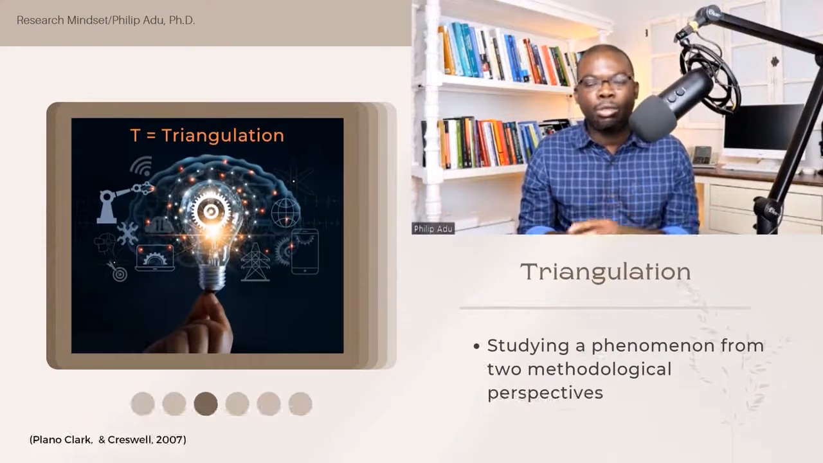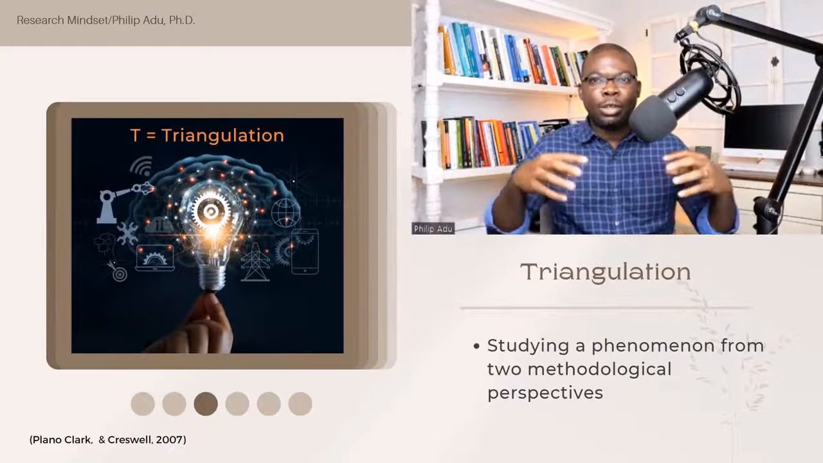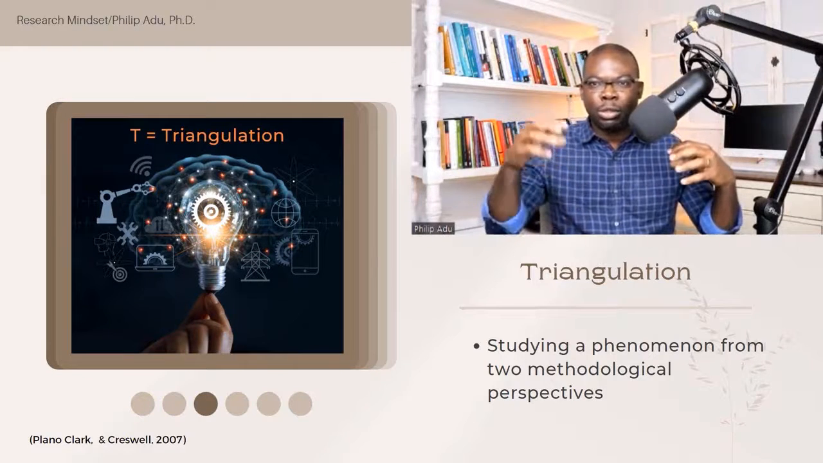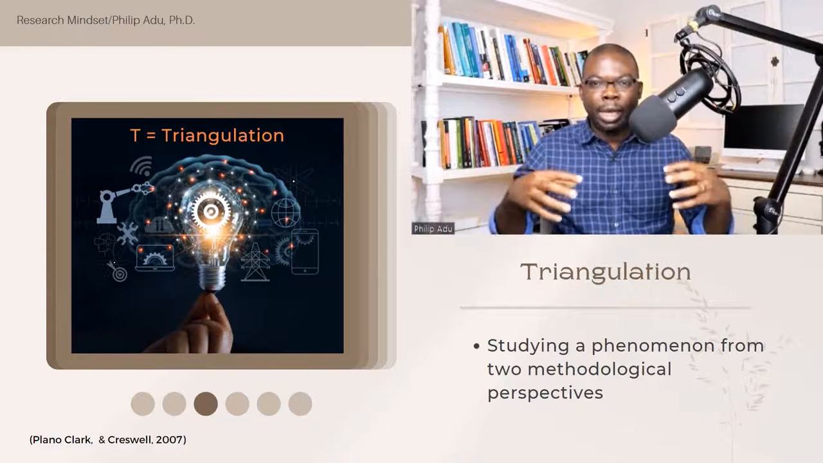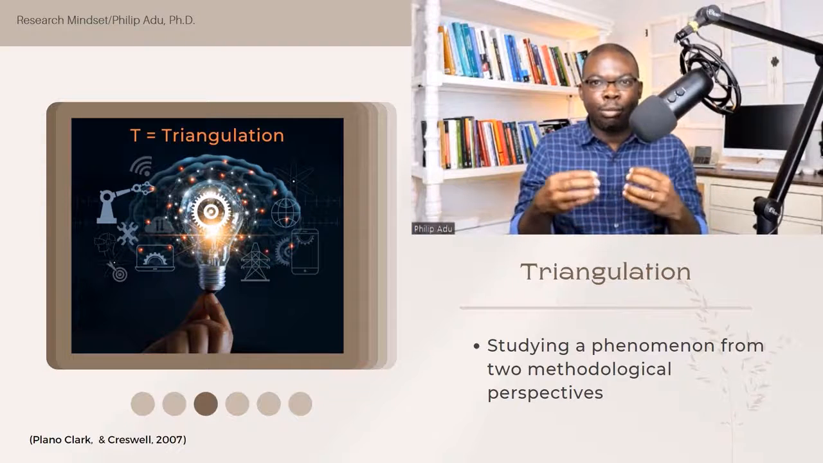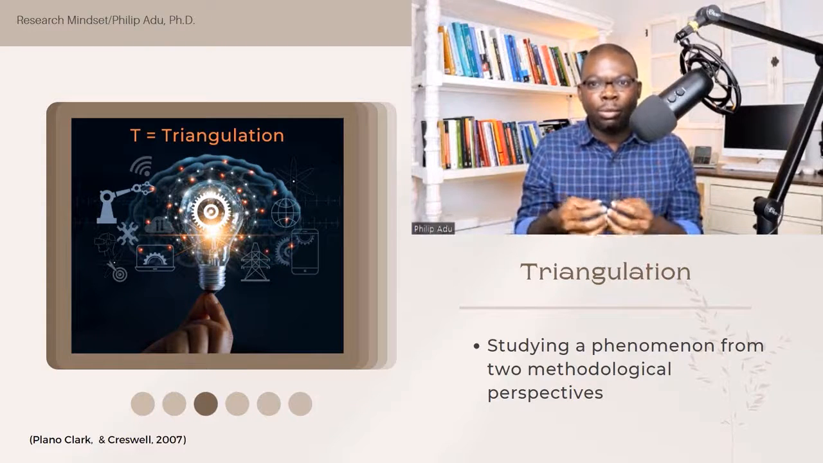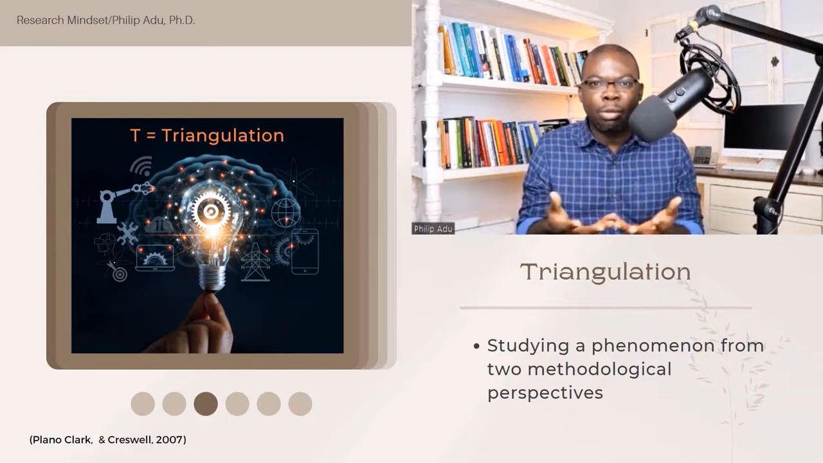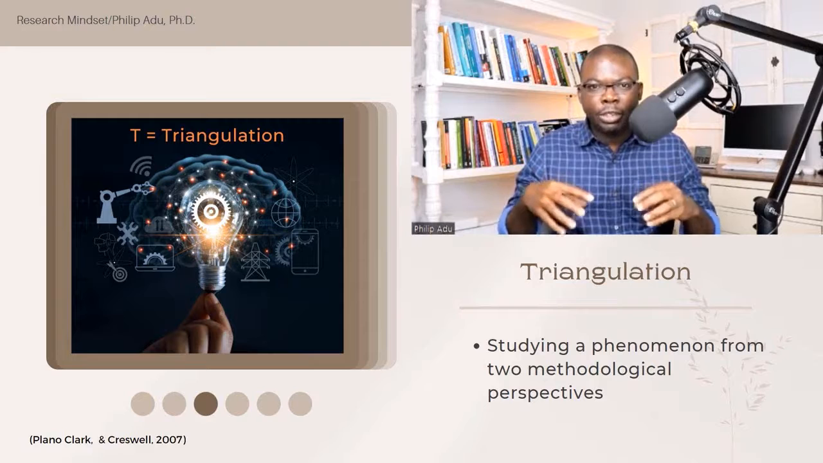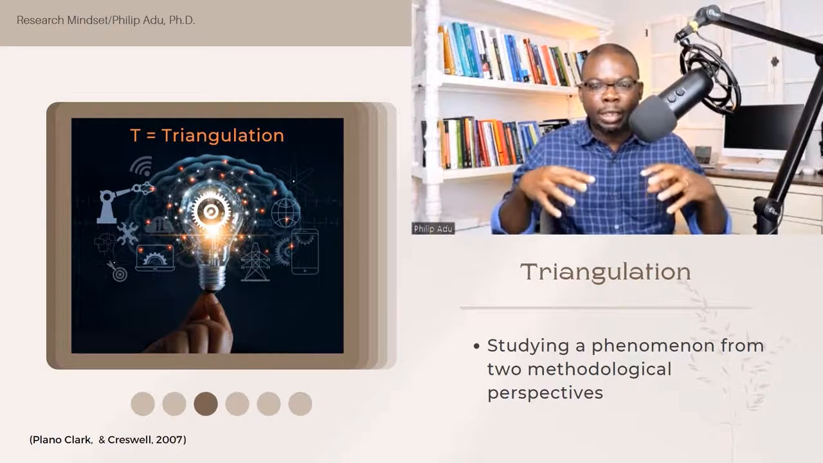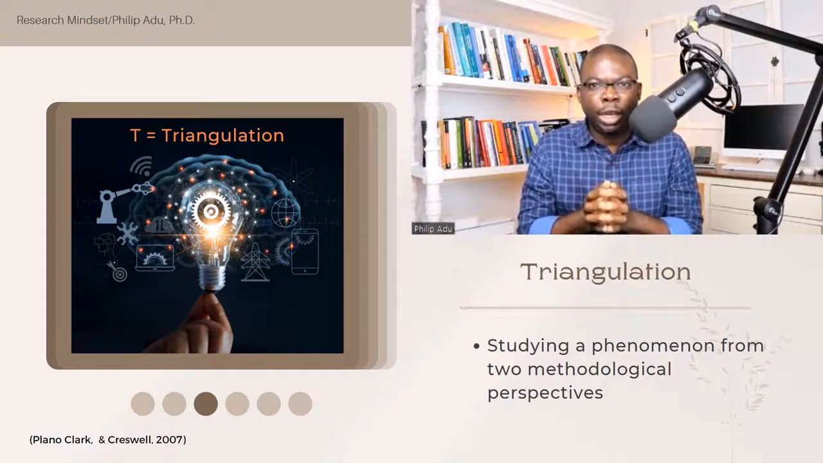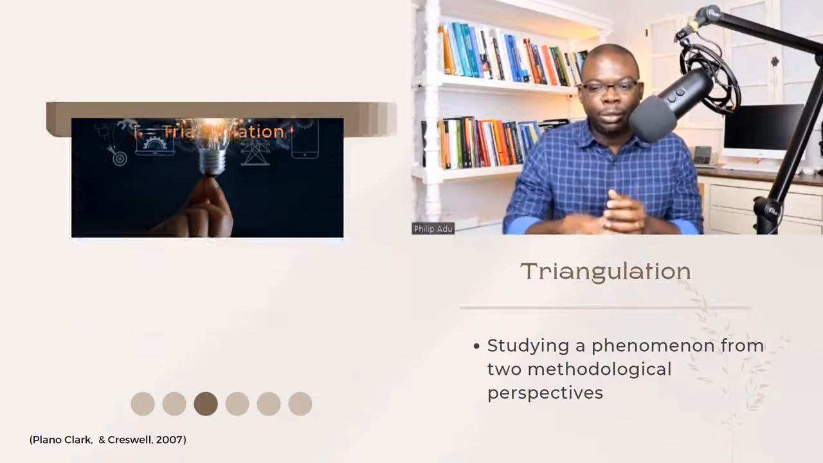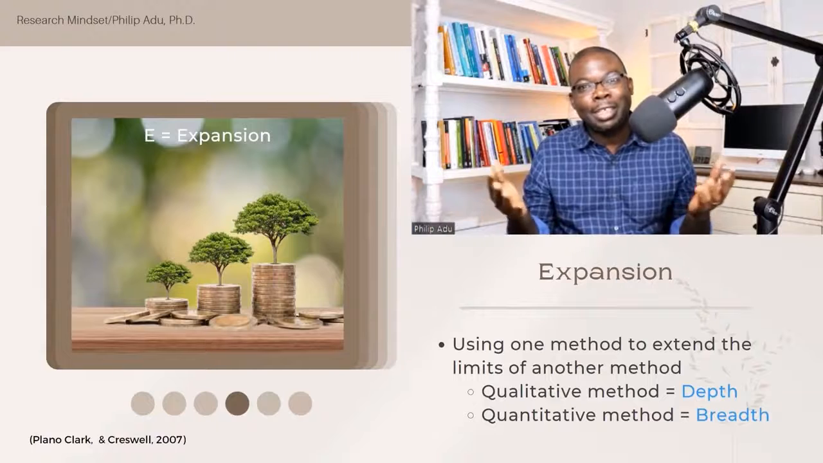The next one is triangulation. Triangulation is studying a topic or a phenomenon from 2 methodological perspectives. And then when you study them, you'll be able to compare and contrast the findings, and then you'll be able to get credible information or reliable conclusions or reliable findings. So if your intention is to use 2 methodologies to look at the issue and come up with findings and compare the findings and see what is going on, then you can use triangulation as a way of defending your mixed method approach.